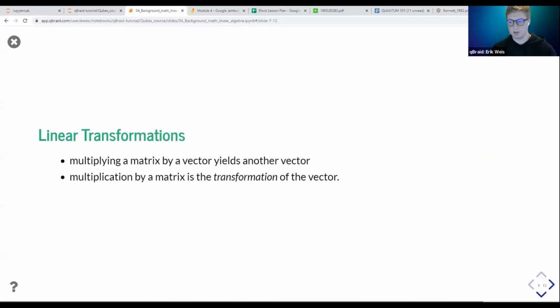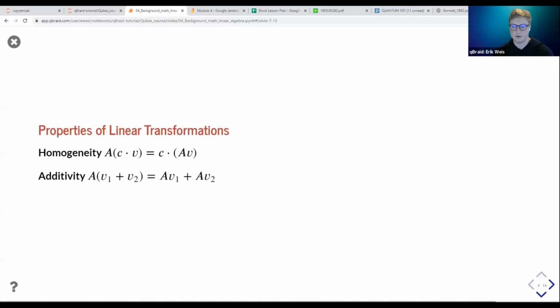So let's go ahead and move on and talk about linear transformations. And linear transformations are the crux of this whole thing. We want to talk about what happens when we take a matrix and we apply it to a vector and it modifies into something else. What are the properties of this process? And it turns out there are two specific characteristics of this process. A linear transformation has two specific properties.